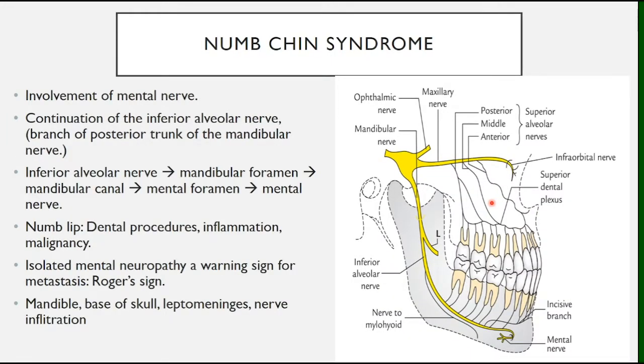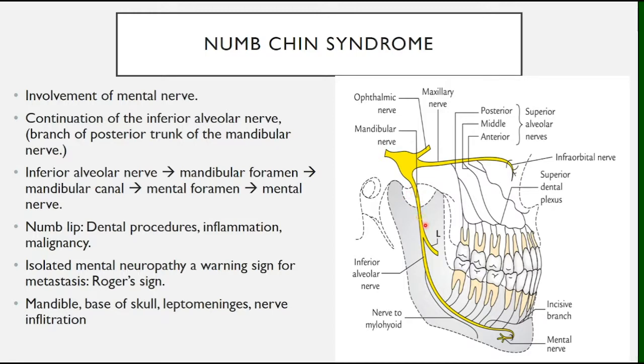So we have talked about the Numb chin syndrome, also called the Rogers sign, where you have this numb chin, and it's a presentation of cancer. Common cancers which present this way are breast cancer and also leukemias and lymphoma. So if you get an elderly patient especially, or somebody with a history of cancer, then you should always be suspicious.